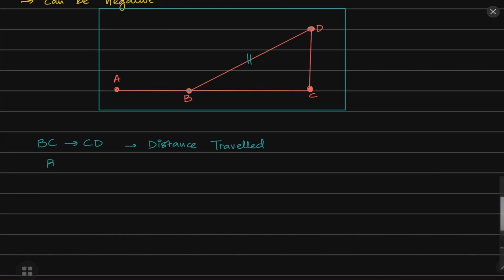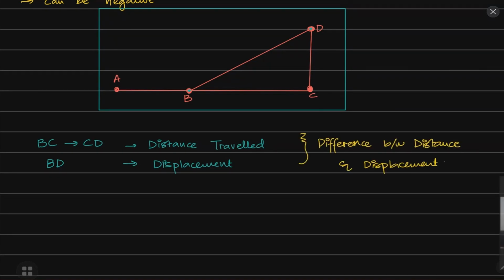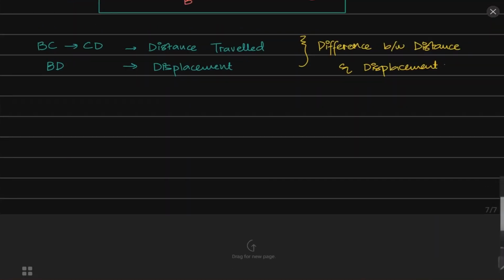So BD is going to be your displacement, since that is the shortest distance between the two. Right? Makes sense? Do you understand what displacement and distance means so far? Yeah. Okay. Now, let's talk about how displacement can be zero. This was acknowledging the difference in displacement. Now let's talk about the other part.